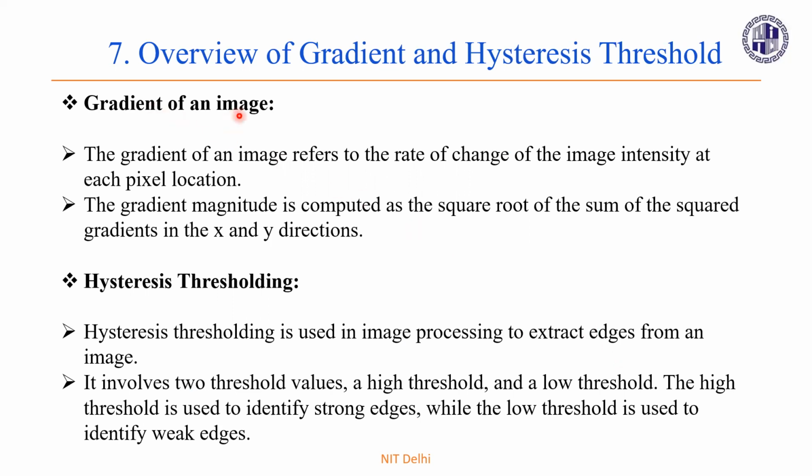The gradient of an image refers to the rate of change of the image intensity at each pixel location. Hysteresis thresholding is used in image processing to extract edges from the image. It basically shows or describes the high intensity edge and the low intensity edge. So this is just the overview before going to the operators.